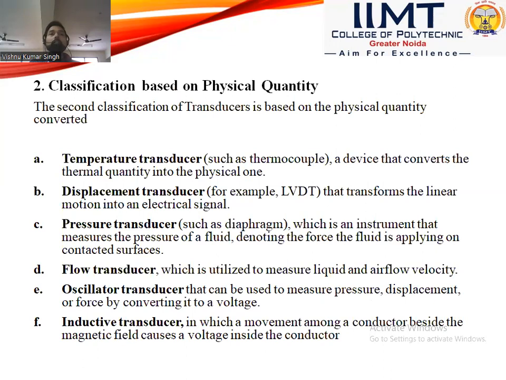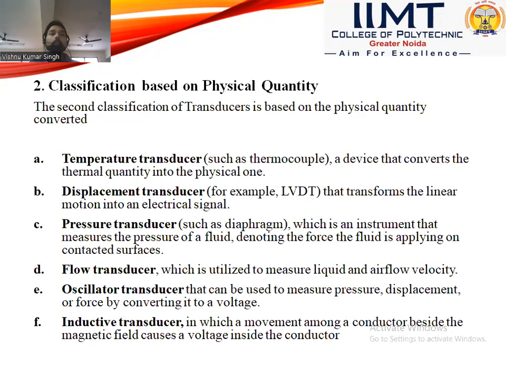Now, the second way of classification of transducer could be based on the physical quantity. Like firstly is the temperature transducer, such as thermocouple. A thermocouple is a device that converts the thermal quantity into physical one. Then comes the displacement transducer, for example, LVDT, that transforms the linear motion into electrical signal. Then comes the pressure transducer, such as diaphragms, which is an instrument that measures the pressure of a fluid, denoting the force the fluid is applying on the contacted surface.